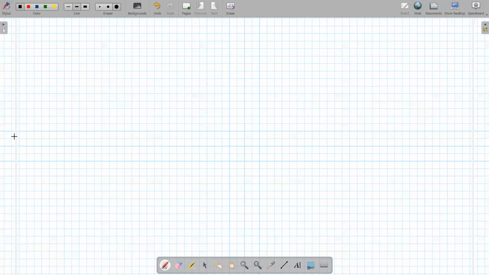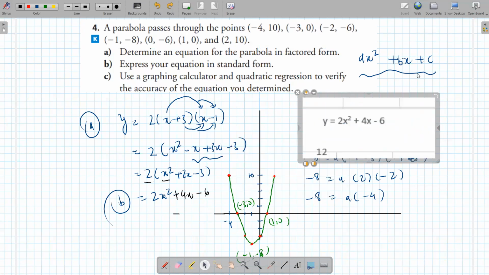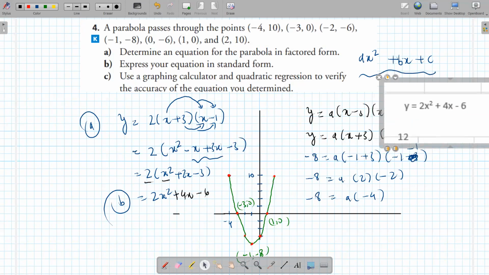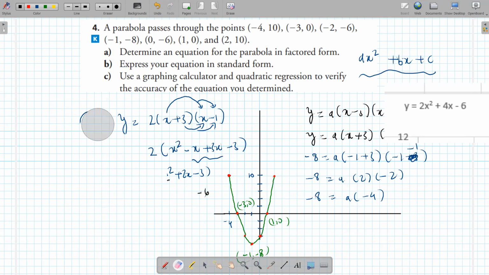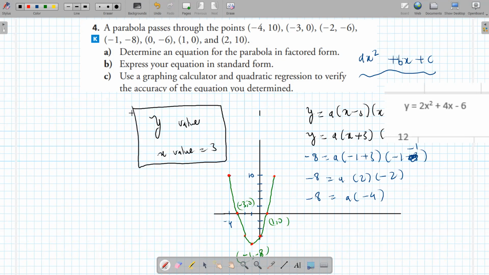Question for you here. Look at our data points. If I asked you, is this model valid? This could be a question: what's the y value when the x value is 3? Is this model valid to answer this question? It's not. Why?